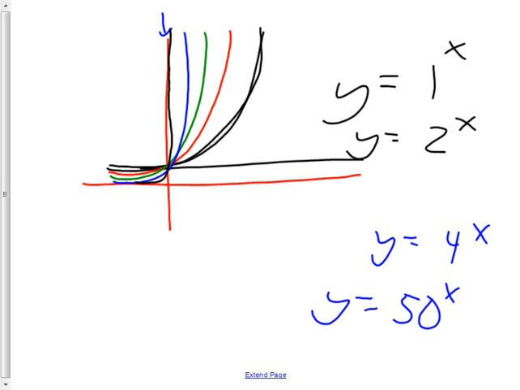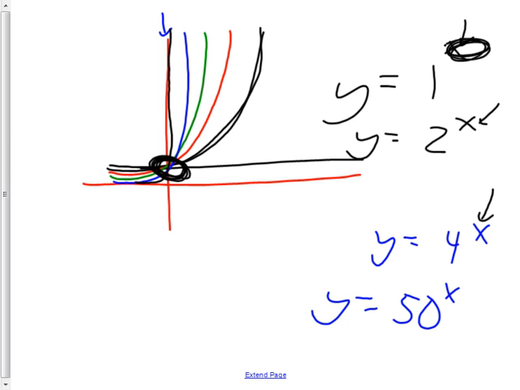Okay, notice that they all go through that spot. Why do they all go through that spot? That's because that's where you're getting an answer of 1, but what are you putting in to get that answer? 0. If you put in a 0 here, you get a 1. If you put in a 0 here, you get a 1. If you put in a 0 there, you get a 1. Because 4 to the 0 power is 1, 2 to the 0 power is 1, 1 to the 0 power. Anything to the 0 power is going to be 1. That's why it always goes through there.